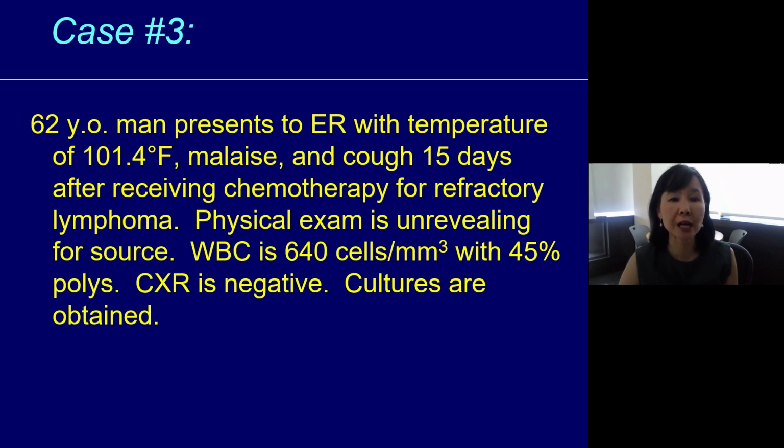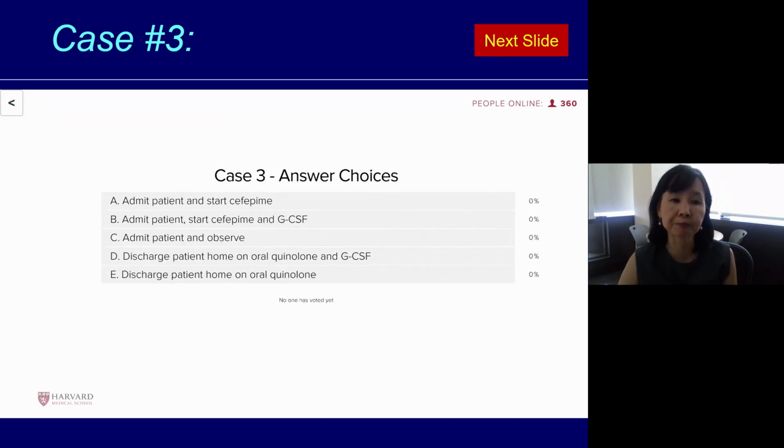So now we're moving on to case number 3. A 62-year-old gentleman presents to the ER with a temperature of 101.4, malaise and cough 15 days after receiving chemotherapy for refractory lymphoma. His physical examination is unrevealing for a source. His white blood cell count is 640 with 45% polys. His chest X-ray is negative and cultures are obtained. And again, let's assume that he's COVID negative.